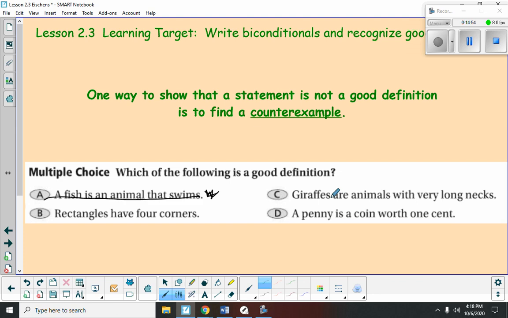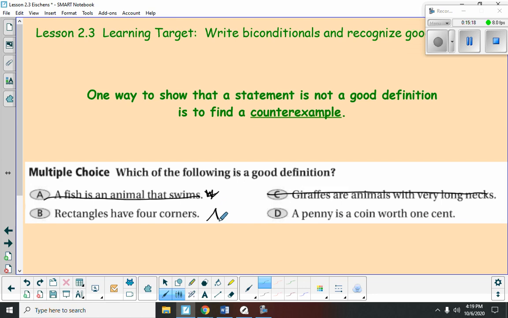No, I bet all of you could think of an animal that has a long neck that's not necessarily a giraffe. So that's not a good definition. How about rectangles have 4 corners? Well, shapes that have 4 corners are rectangles. Can you have other shapes that have 4 corners that are rectangles?